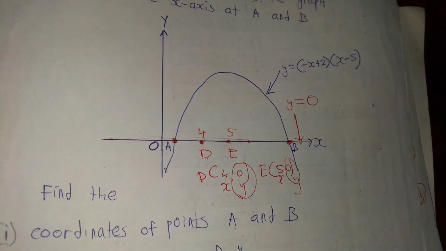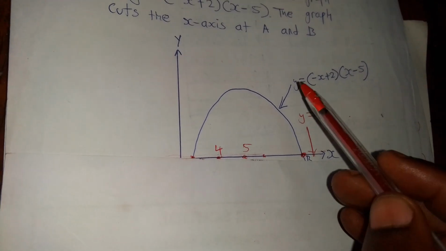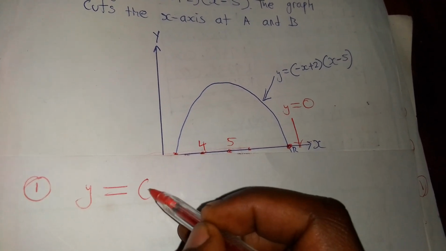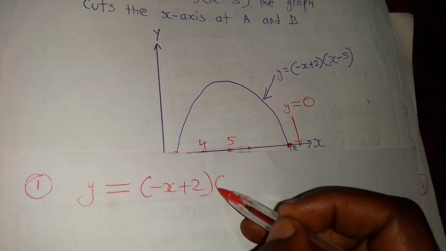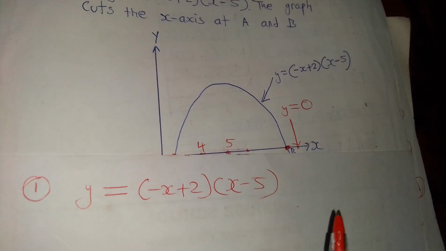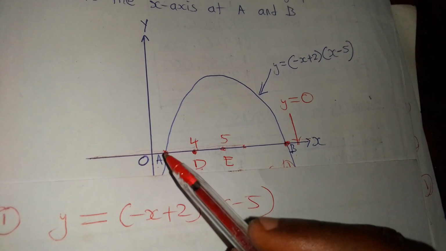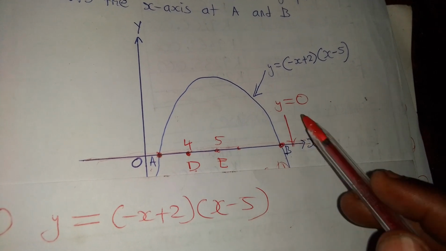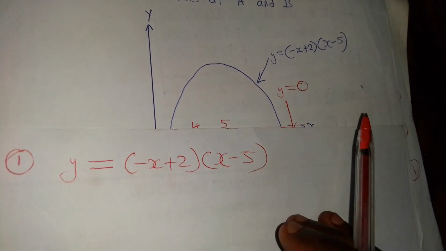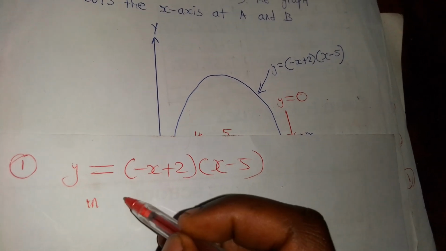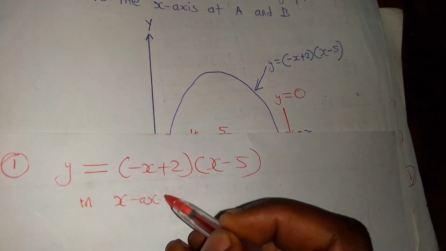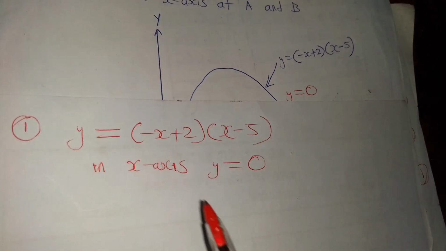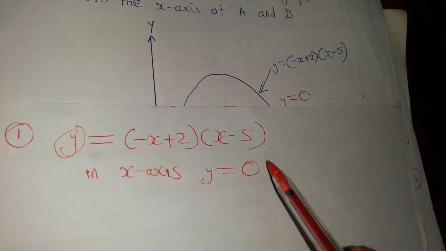So we want this point here, A and what? And B. So to solve that, we are going to use this original equation. So this is 1. We say y is equal to negative x plus 2, then x minus what? 5. Okay. Now, remember, we want to find A and B. But in this line, A and B are on the x-axis, where y is equal to what? 0. So we can say that on the x-axis, y is equal to what? To 0. Meaning that here where there is y, we are going to replace with what?